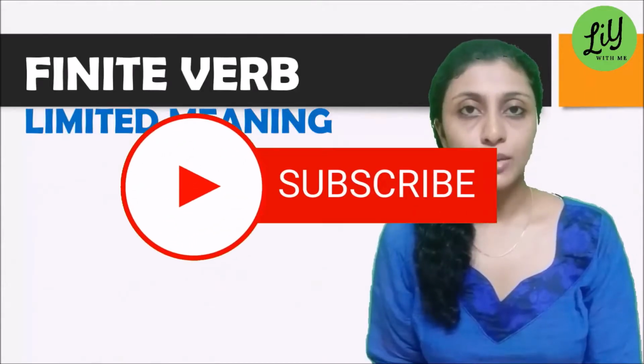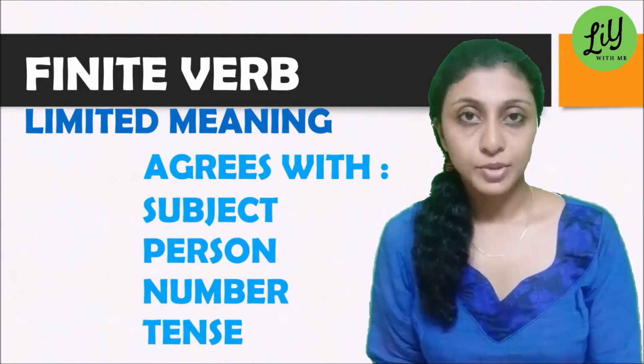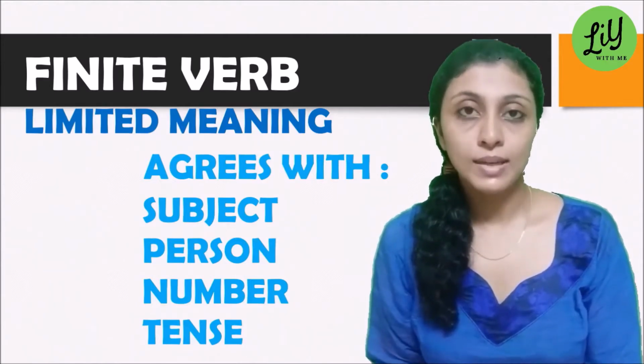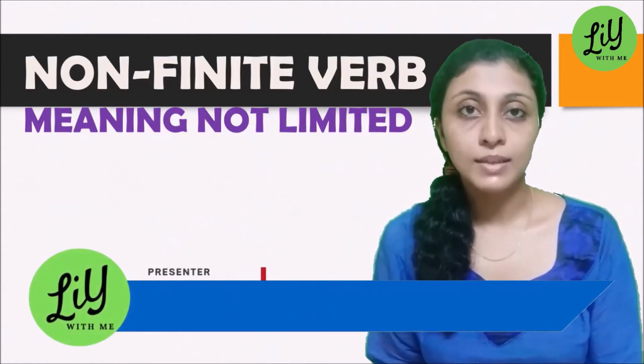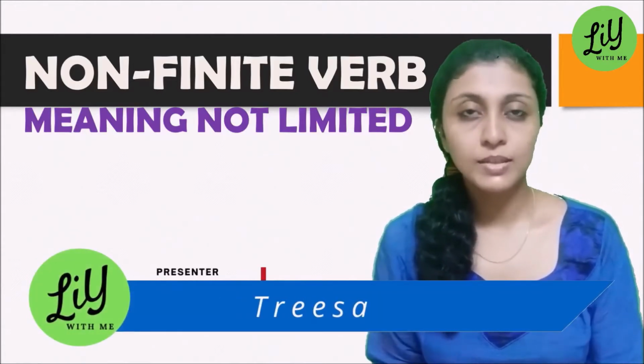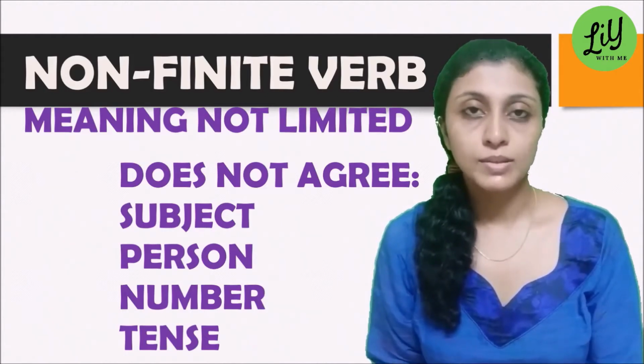A finite verb is a verb where the meaning is limited. It agrees with the subject, with person, as well as the tense. A non-finite verb is a verb where the meaning is not limited. It does not need to agree with the subject, number, person, or tense.